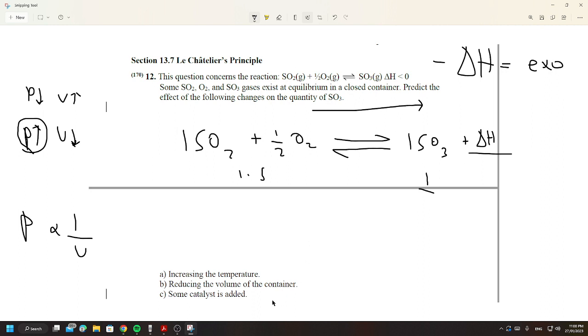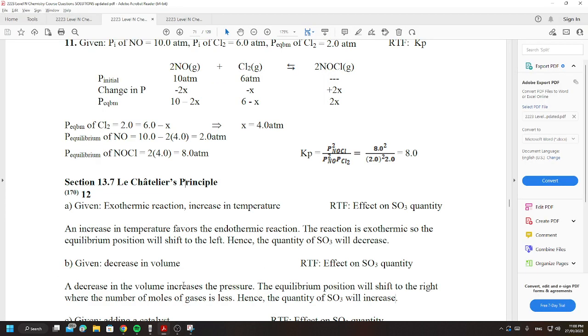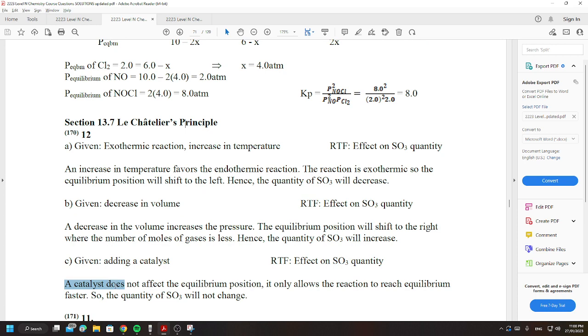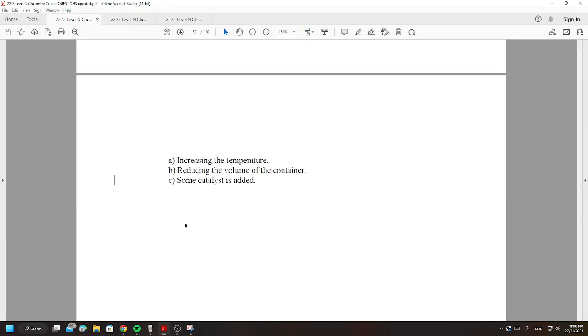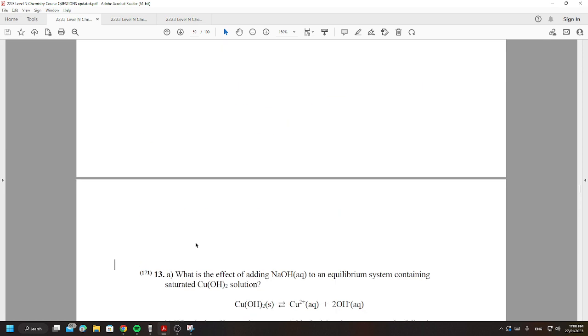Some catalyst is added. Catalyst doesn't matter because catalyst only changes the rate of the reaction. It does not have an effect on the equilibrium. So catalyst does not affect the equilibrium position. It only allows the reaction to reach equilibrium faster. Okay. Number 11.